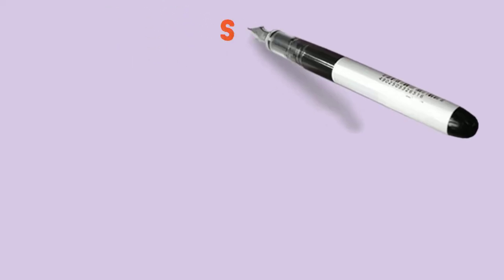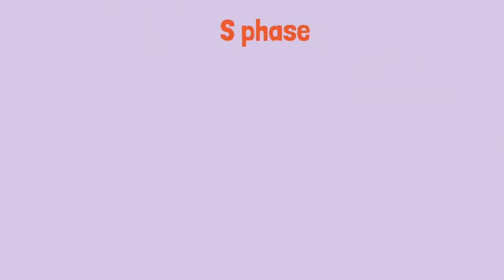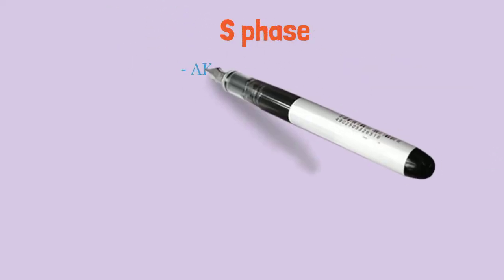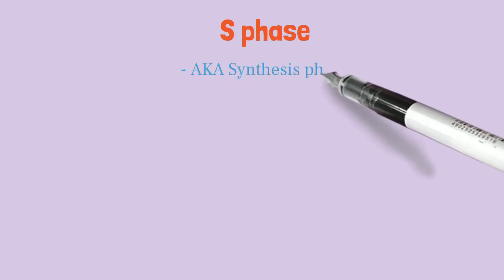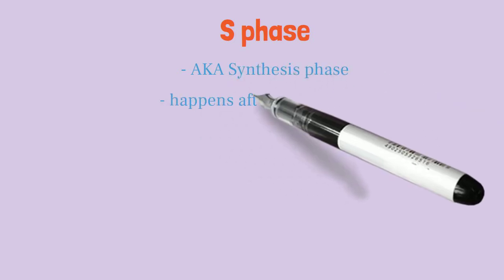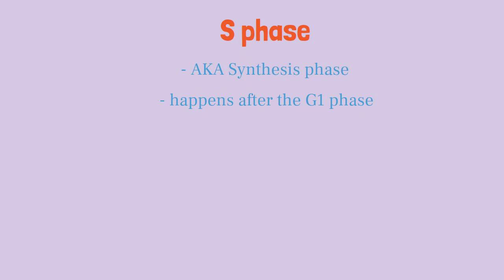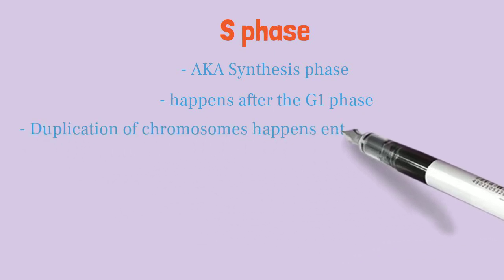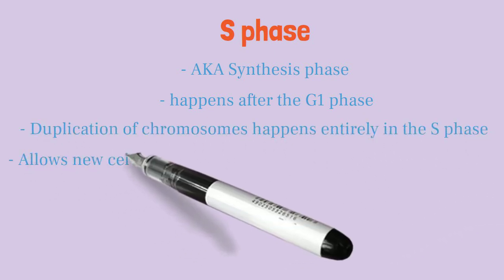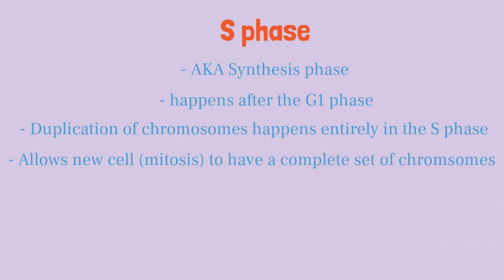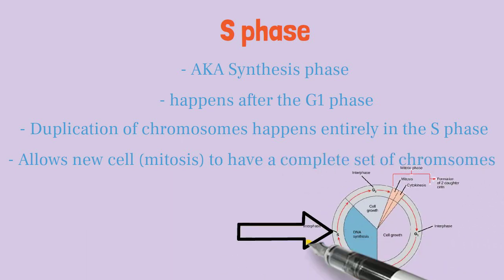So next we have the S phase. The S phase is still part of interphase. It's also known as the synthesis phase. This happens right after G1, and in this phase, duplication of chromosomes happens. This is important because it allows new cells to have a complete set of chromosomes. So in the diagram here, we can see that that arrow is where the S phase is.